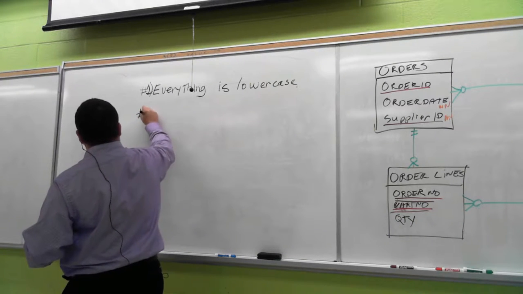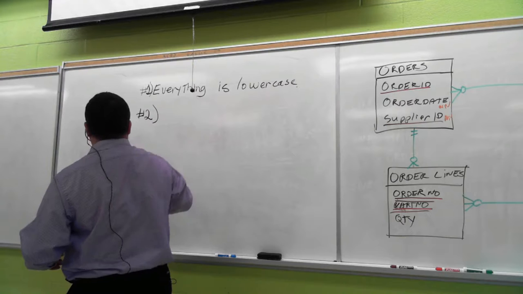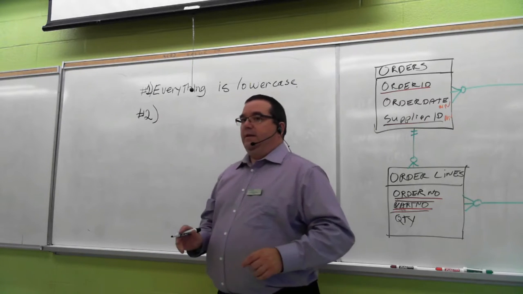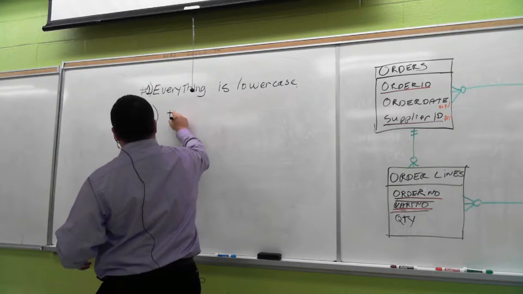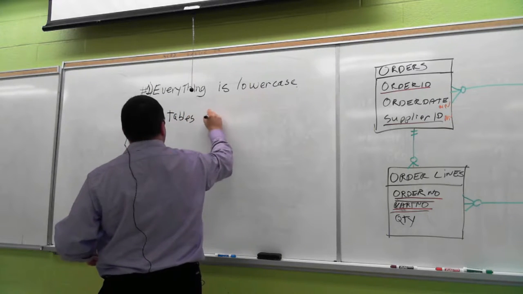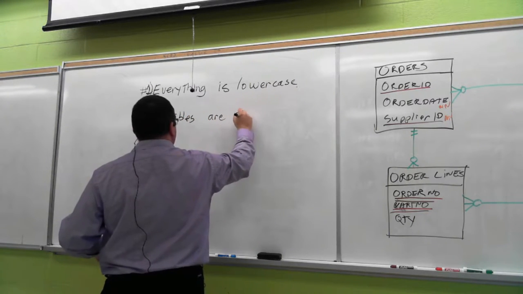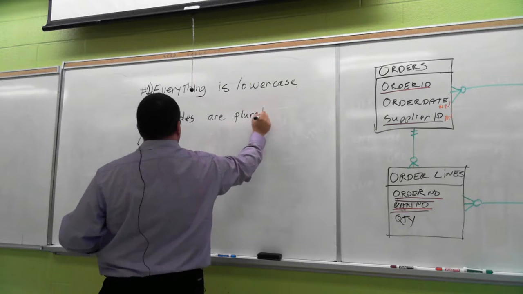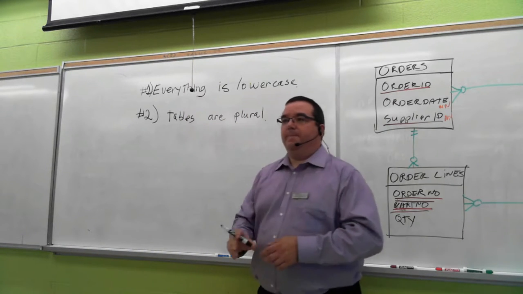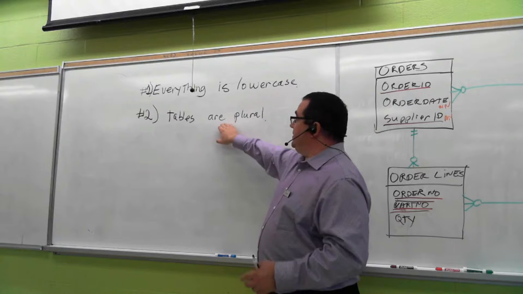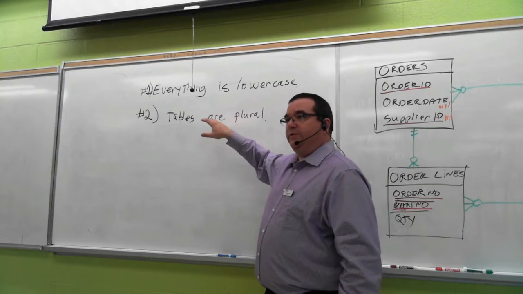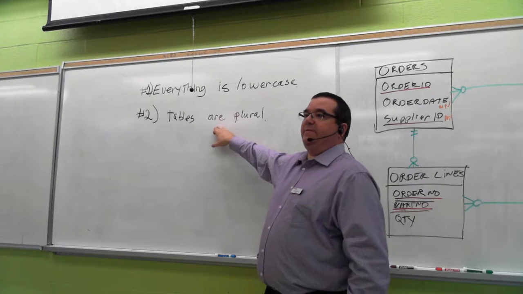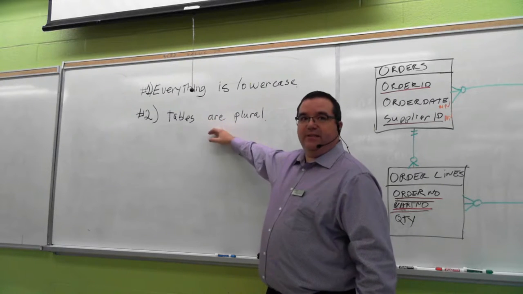Rule number two, and that is a proper two. Table names are plural. Tables are plural. This is the one that's causing all the old database designers from years ago that went to school and learned the old way of naming things to have kittens, because it used to be everything was singular.